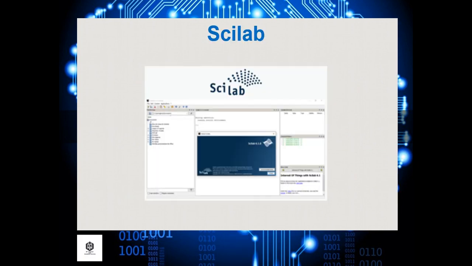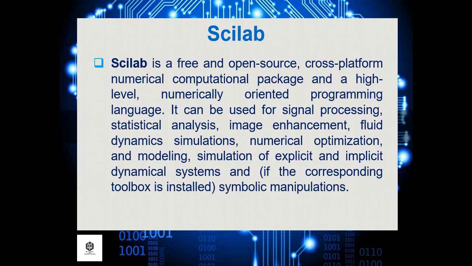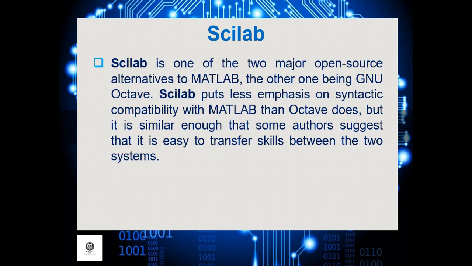Scilab. Scilab is a free and open source cross-platform numerical computational package and a high-level numerically oriented programming language. It can be used for signal processing, statistical analysis, image enhancement, fluid dynamics simulations, numerical optimization, and modeling and simulation of explicit and implicit dynamical systems, and, if the corresponding tool is installed, symbolic manipulations.